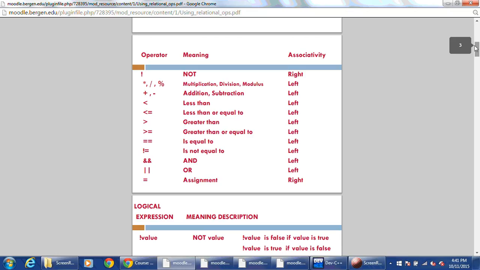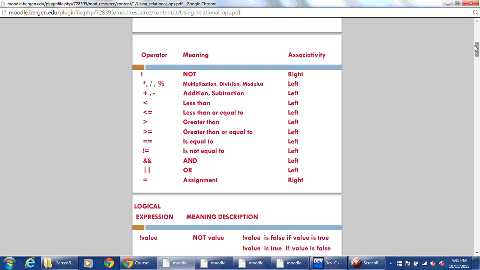Here, I'm listing the operators themselves and the order of precedence with their associativity. You remember what precedence and associativity is, right? Precedence meaning which one is going to get evaluated first, and associativity meaning that if they are of the same precedence, which way are they going to get evaluated? From left to right or from right to left?